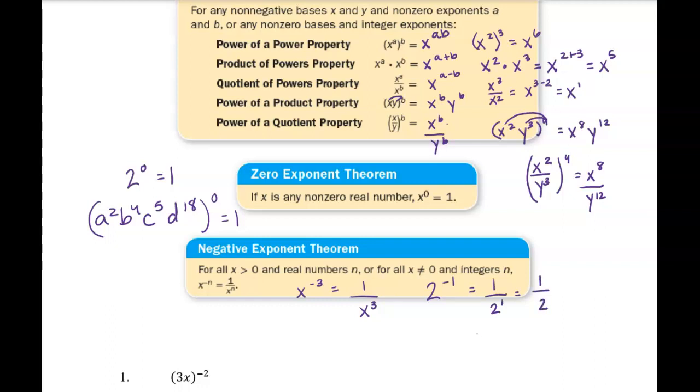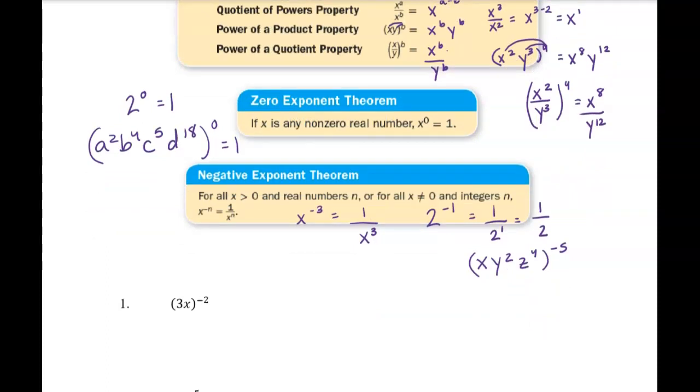Maybe you have (x y^2 z^4) to the negative 5th power. Since that negative 5 is going to all of that, we'll put it all on the bottom of a fraction. So we have 1 over x y^2 z^4, all of that to the positive 5th power.